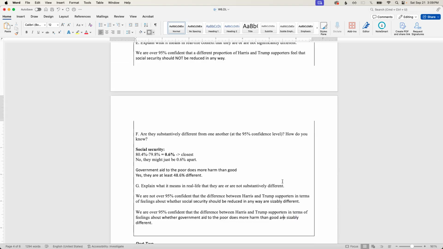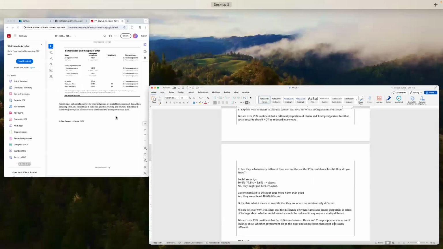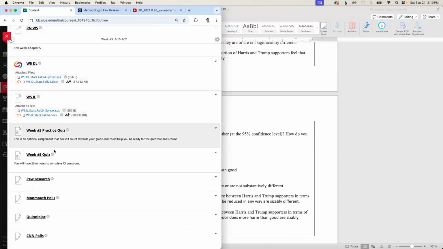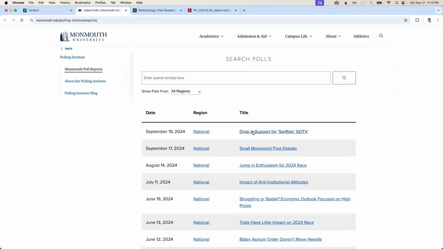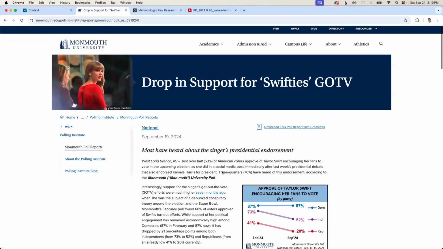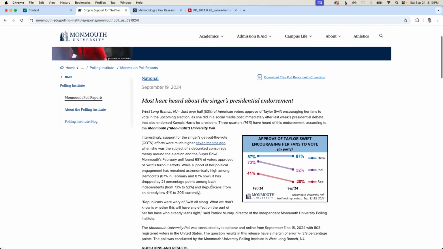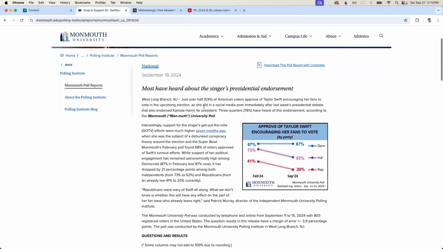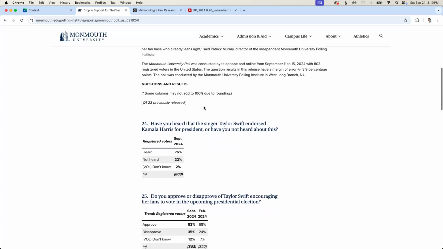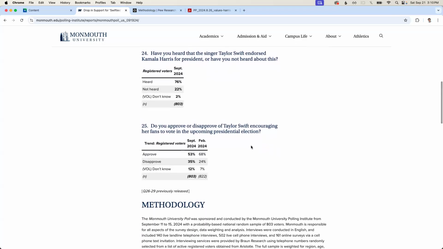Okay. Before we move on, that one compared two groups. I just want to show you one other. Let's go to Monmouth polls. I'll just look at this first one, drop-in support for Swifties GOTV. This poll of US voters is about how many approve of Swift encouraging her fans to vote. Instead of comparing Harris and Trump supporters, here I'm just taking all US voters, the sample of them.